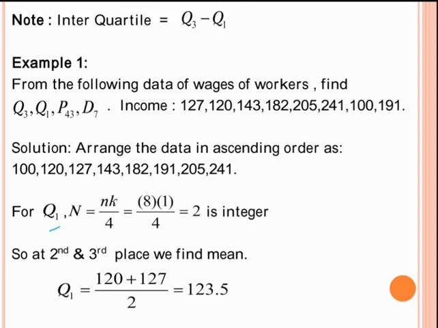Just now we have learned, if capital N is an integer, then we take the average of the Nth and (N plus 1)th values. So this is our capital N. So the average of second and third. Here the second value is 120, the third value is 127. So 120 plus 127 divided by 2 is 123.5. This is our Q1.